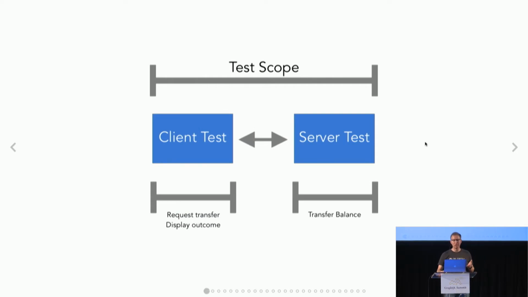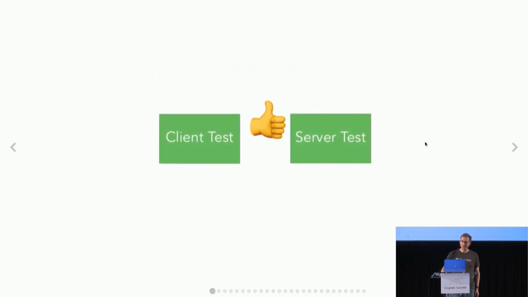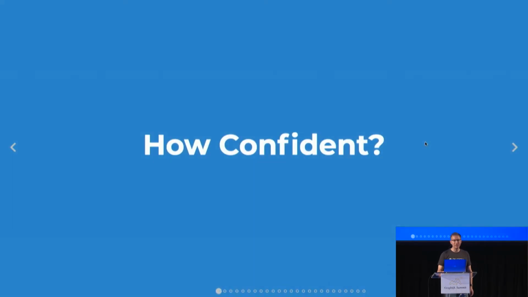Let's look at the breakdown between the client and the server. So the client needs to call the mutation correctly and display the outcome. And then the server needs to perform the actual transfer. So your app's domain is spread across the client and the server with different functionality in each. So let's say that we write client and server tests and get them to pass. Looks good. So is that enough?